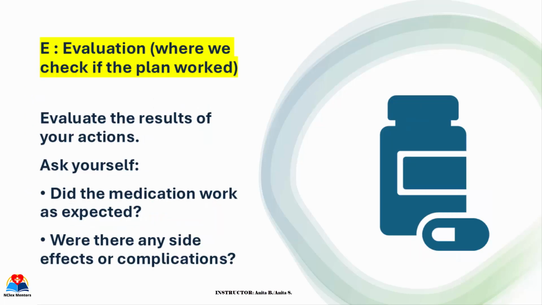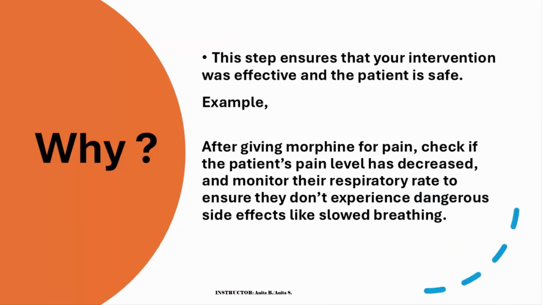E stands for evaluation, where we check if the plan worked. Finally, you evaluate the results of your actions. Ask yourself, did the medication work as expected? Were there any side effects or complications? So, why do we do this step? This step ensures that your intervention was effective and the patient is safe. For example, after giving morphine for pain, check if the patient's pain level has decreased and monitor their respiratory rate to ensure they don't experience dangerous side effects like slowed breathing.